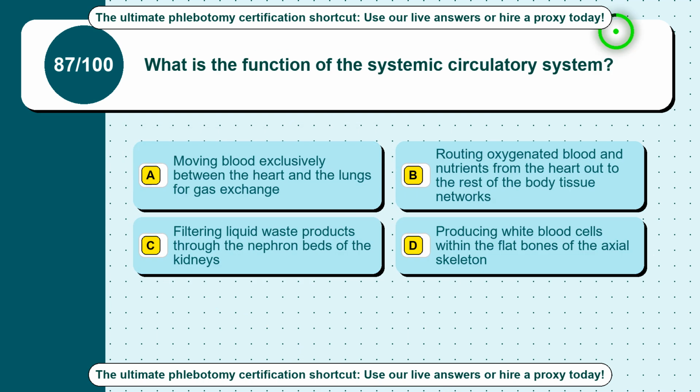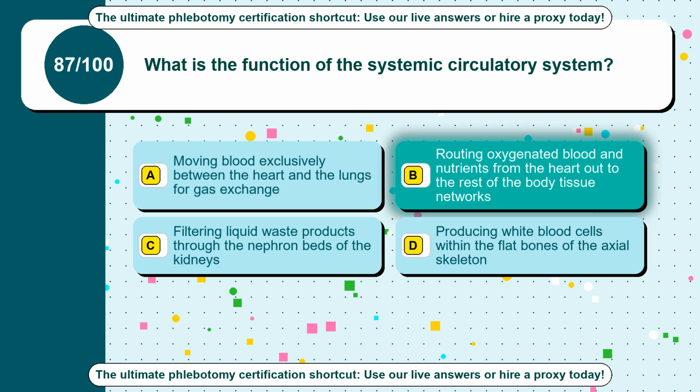Question 87. What is the function of the systemic circulatory system? Option A, moving blood exclusively between the heart and the lungs for gas exchange. Option B, routing oxygenated blood and nutrients from the heart out to the rest of the body tissue networks. Option C, filtering liquid waste products through the nephron beds of the kidneys. Option D, producing white blood cells within the flat bones of the axial skeleton.